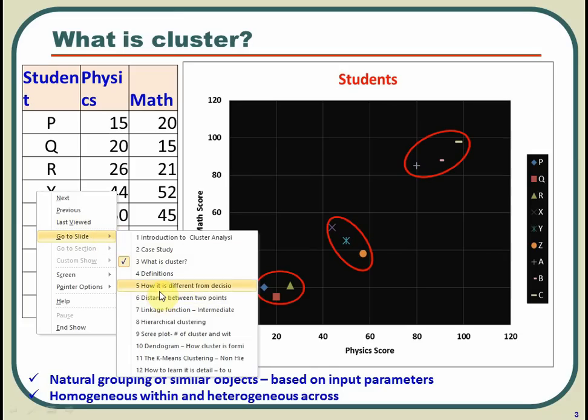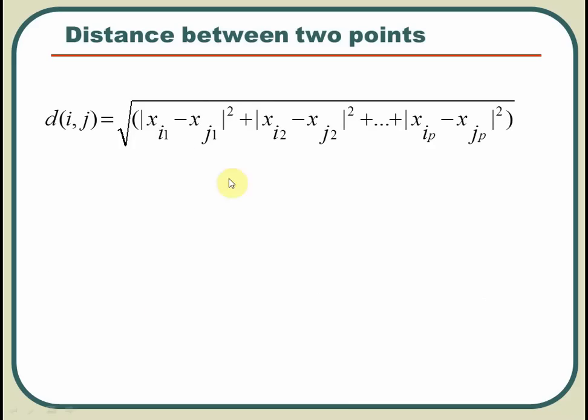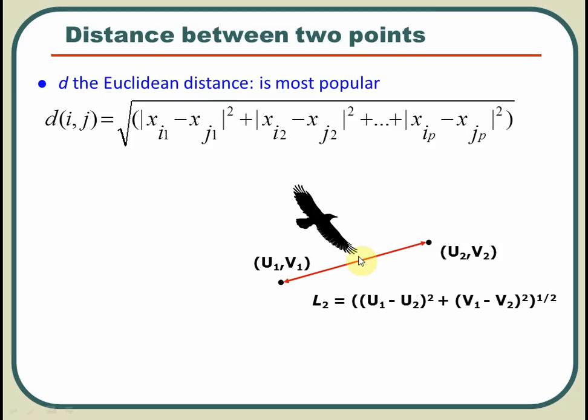So the distance: how do you calculate distance between 2 points? This is the formula. If you have p parameters, it's xi1 minus xj1, where i is the first object, j is the second object, xi2 minus xj2, and you are taking the square of all of them, and then you are taking the square root. That's what is called Euclidean distance. It is the most popular. If you had just two parameters, u and v, then u1 minus u2 whole square, v1 minus v2 whole square, and the square root of that will give you the distance. In a way, it is a straight line distance.